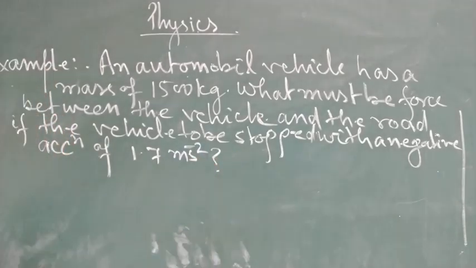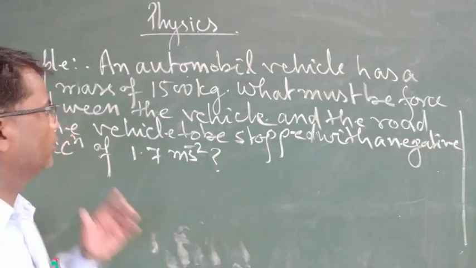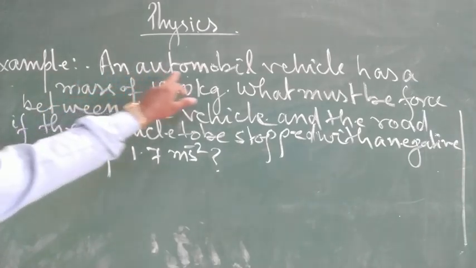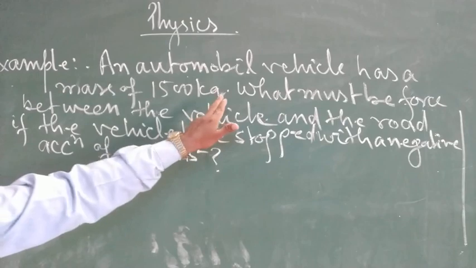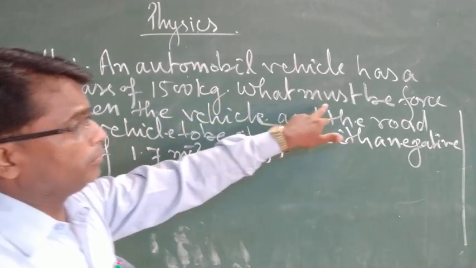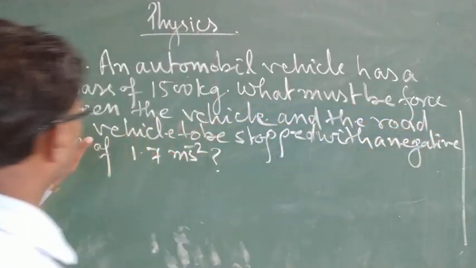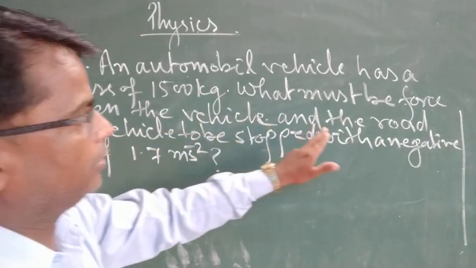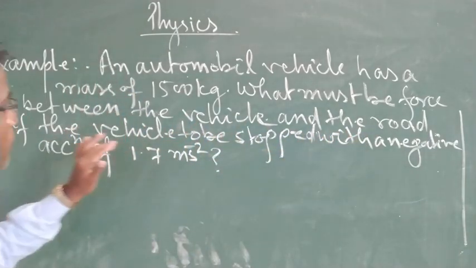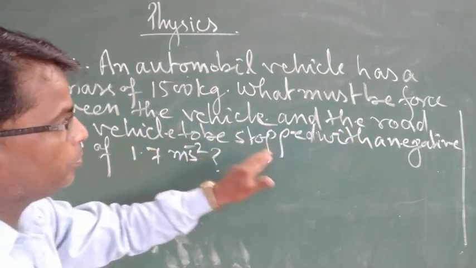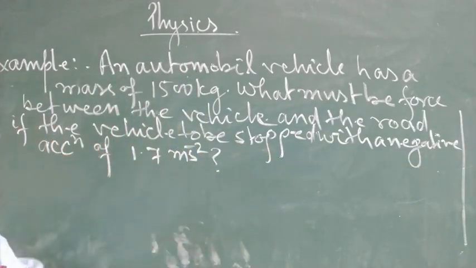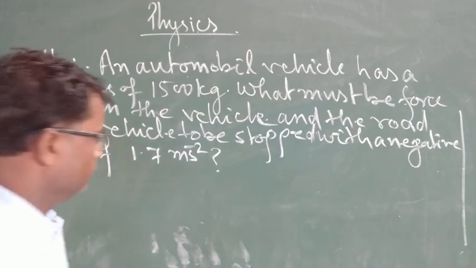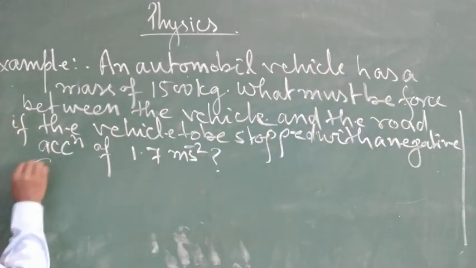Is this clear to all of you? You see this question, what information is given? An automobile vehicle has a mass of 1500 kilogram. What must be the force between the vehicle and the road, if the vehicle is to be stopped with a negative acceleration of 1.7 meter per second square? Solution of this question.